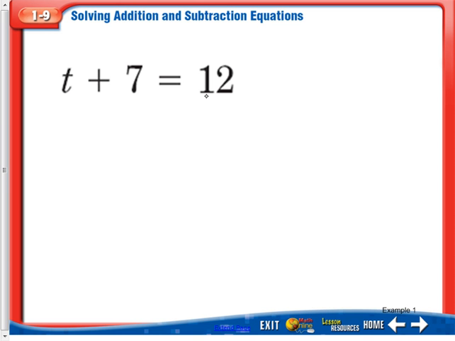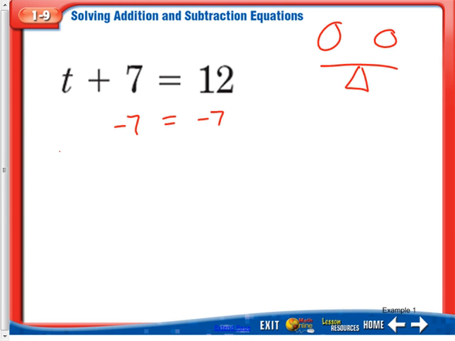T plus 7 equals 12. All right, so again, we have to keep our teeter-totter balanced. In order to do that, whatever you do over here, you have to do over here. So to get rid of a positive 7, okay, this is a positive 7, we have to subtract 7. Whatever you do to one side, you have to do to the other. So you can almost put the equal sign right here. Negative 7 equals what? Well, you have to write it. Negative 7 equals negative 7.